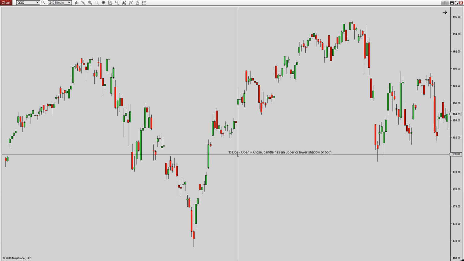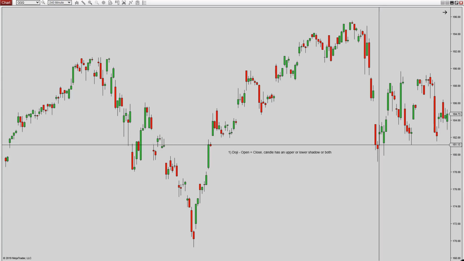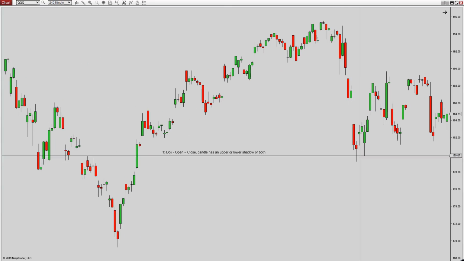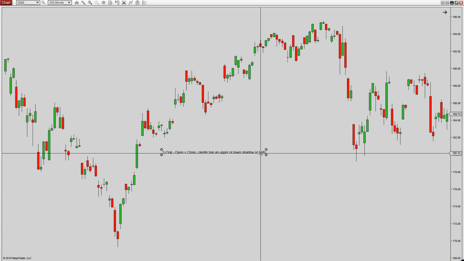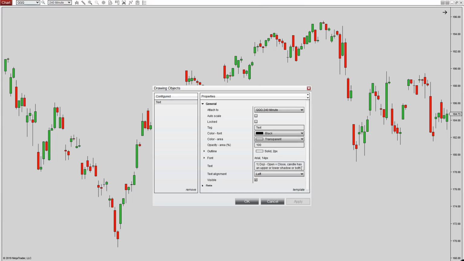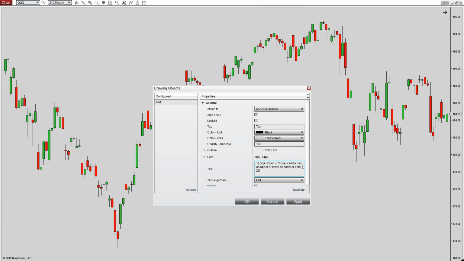Now, what is a shadow? A shadow is what you're going to hear people call the wick, but this is the shadow. All right, and so that's the first one. Okay, let's go on and do the next one.